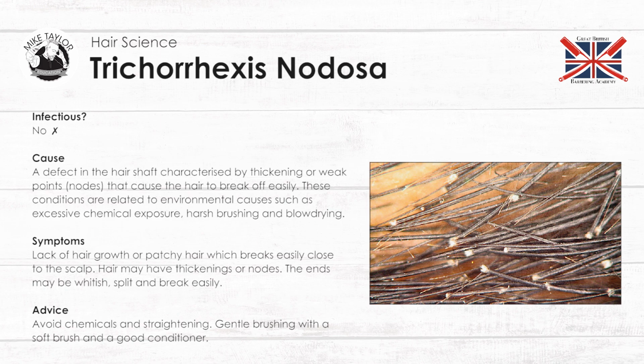These conditions are related to environmental causes such as excessive chemical exposure, harsh brushing or blow drying. You will see lack of hair growth or patchy hair which may break easily close to the scalp. Hair may have thickening or nodes, and the ends may be whitish, split and break easily. Advise your client to avoid chemicals and straightening, and to use gentle brushing with a soft brush and a good conditioner.